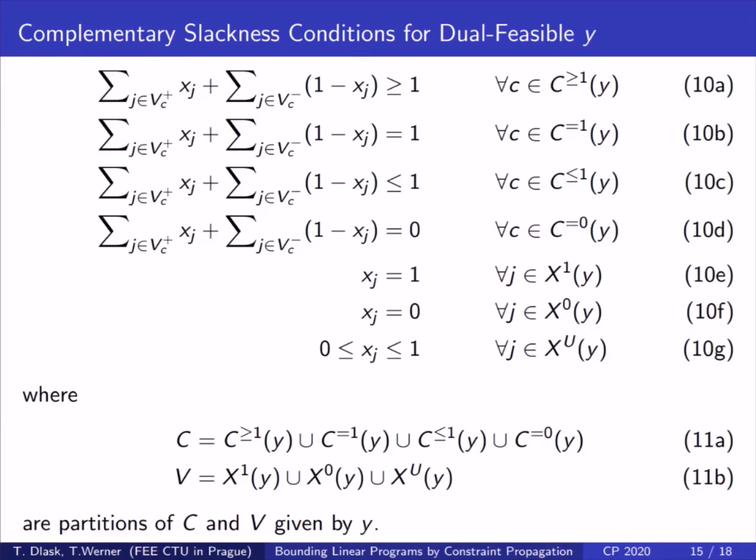by some constraint. For example, in equation 10c, if one of the terms evaluates to 1, then all the other variables need to be set so that they evaluate to 0. And if in equation 10c there are two terms that evaluate to 1, we obtain a contradiction.